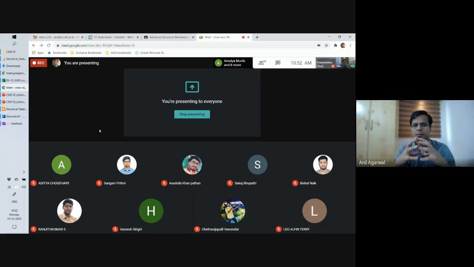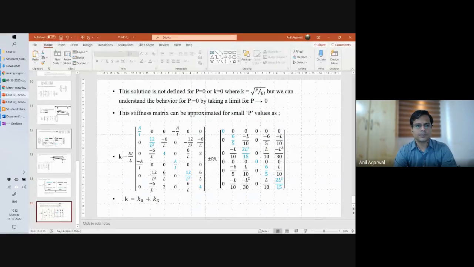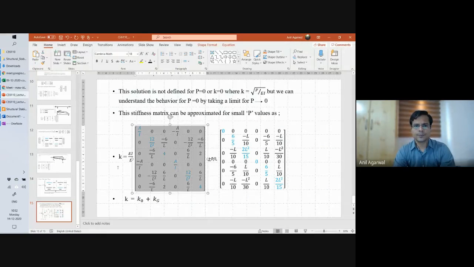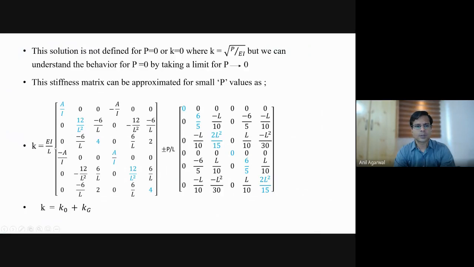So you have learned about the stiffness matrix of a plane frame problem, right? If I can open that slide, you have seen this stiffness matrix. Have you seen this stiffness matrix so far? This is K equal to EI by L, A by I, 12 by L square, 6 by L. These terms you have seen?